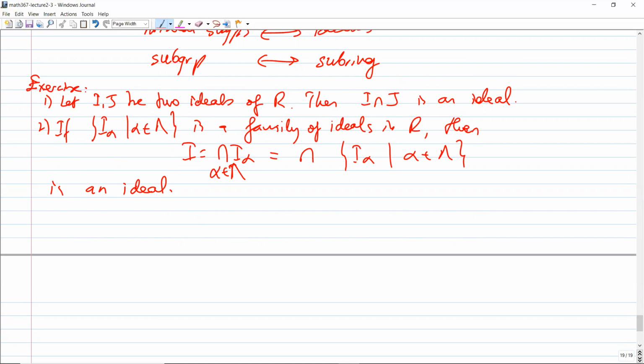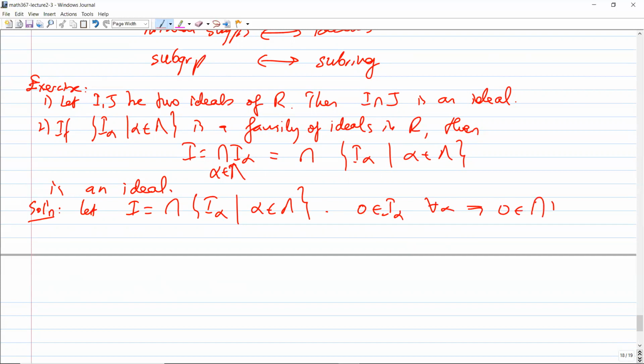Okay, here's a solution. Let's solve this one. Let I be the intersection of all I_alpha such that alpha is in Lambda. Then of course, 0 is in I_alpha for every alpha, so 0 is in the intersection of the I_alphas. So that's in I, so I is not empty.